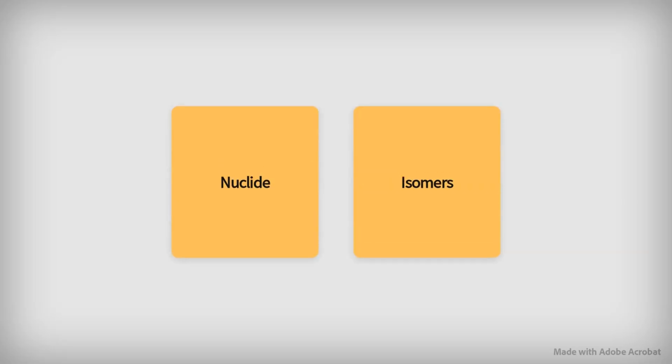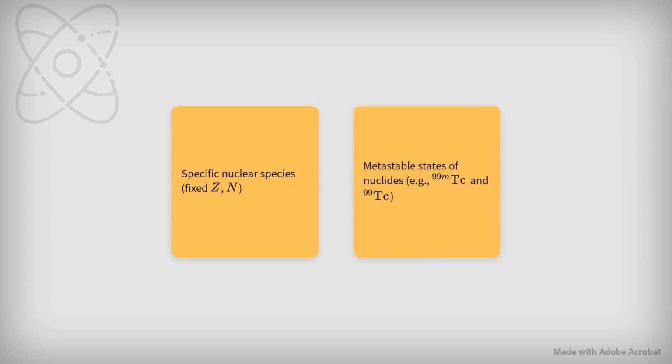Here's how nuclides and isomers are defined. These terms help us describe the unique states and identities of atomic nuclei. A nuclide is a specific nuclear species defined by a fixed number of protons and neutrons. Isomers are two nuclides, where one is a metastable state of the other, such as technetium-99 and technetium-99.